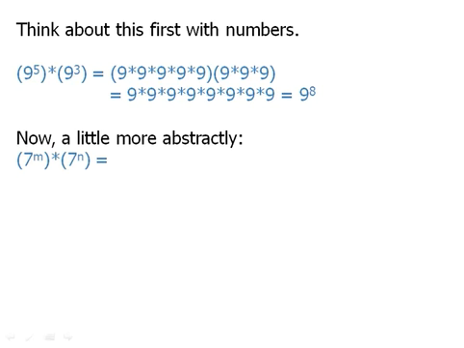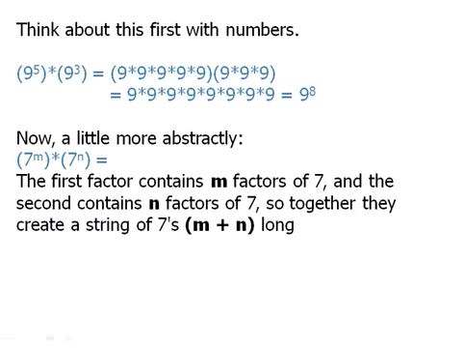Now think about that a little more abstractly. We have 7 to the m times 7 to the n. The first contains m factors of 7 multiplied together, and the second contains n factors of 7 multiplied together. So if I just multiply all the factors of 7 together, what I'm going to get is a whole string of factors of 7, and there will be m plus n factors of 7 in that string. And so this should equal 7 to the m plus n.